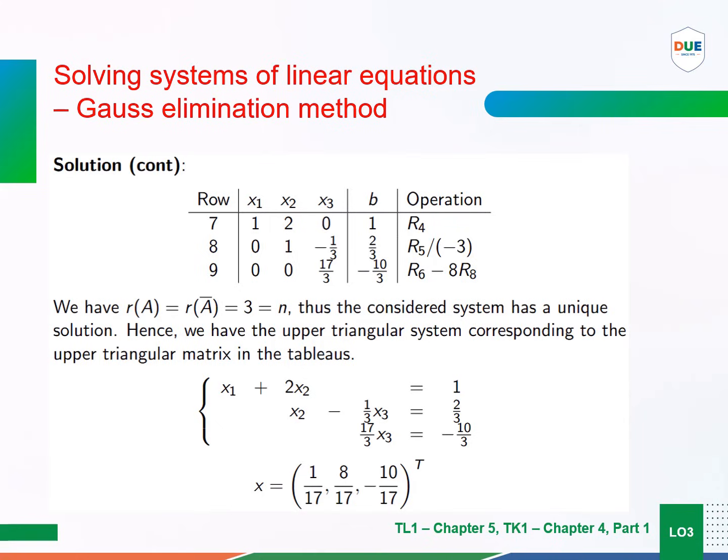From the last equation, we obtain x3 equals -10/17. Substituting this into the second equation gives x2 equals 8/17. Finally, substituting x2 into the first equation gives x1 equals 1/17. Therefore, the unique solution is x equals the column vector 1/17, 8/17, and -10/17. Since the coefficient matrix and the augmented matrix both have rank 3, equal to the number of unknowns, the system has a unique solution.